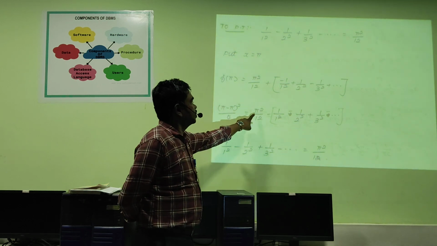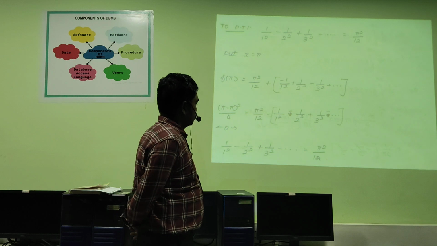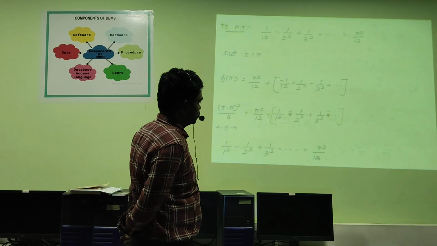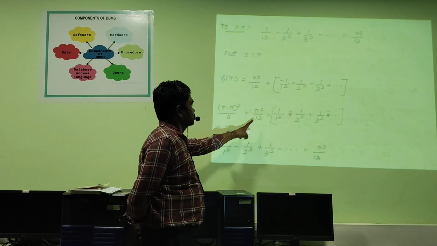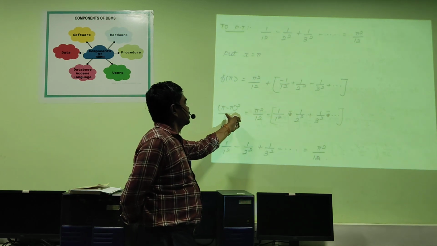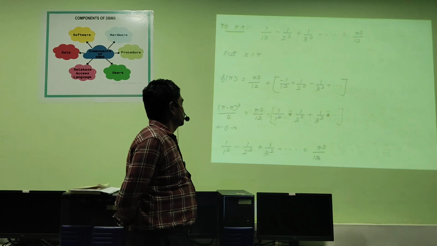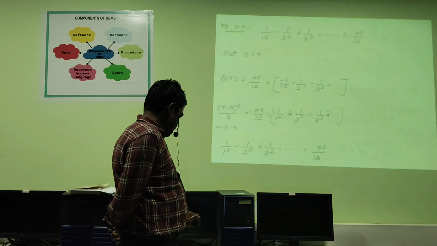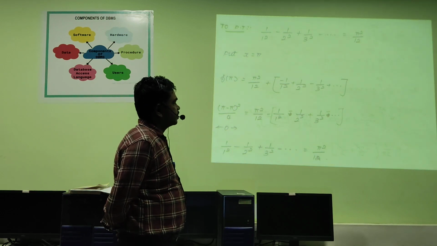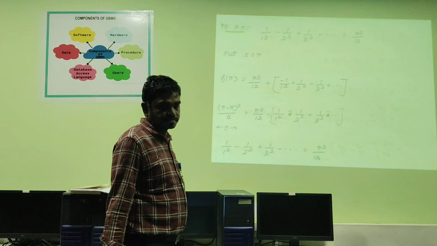Pi minus pi is 0, so 0 square by 4 will be 0. So 0 equal to pi square by 12 minus of 1 by 1 square minus 1 by 2 square plus 1 by 3 square minus etc. So it's 0 here, so minus of this value coming this side plus. Therefore the final answer is 1 by 1 square minus 1 by 2 square plus 1 by 3 square minus etc. equal to pi square by 12.